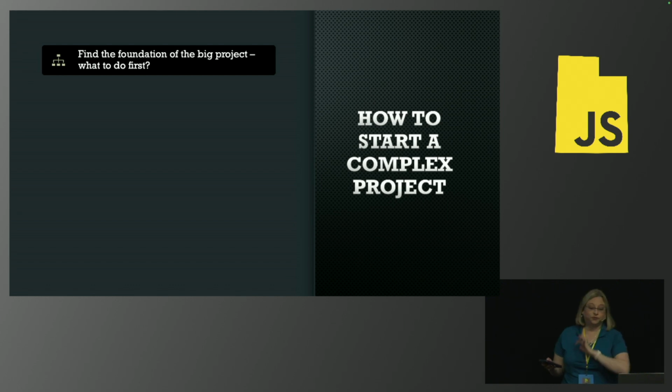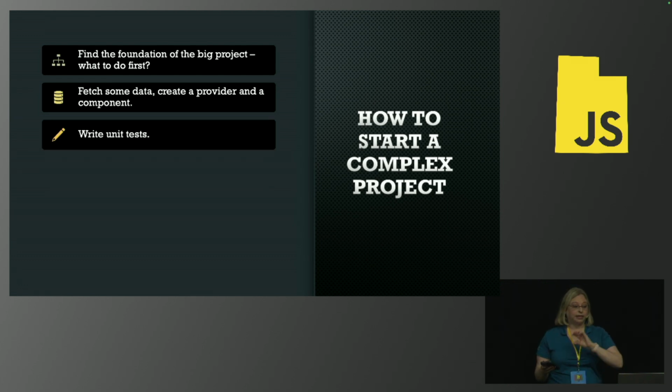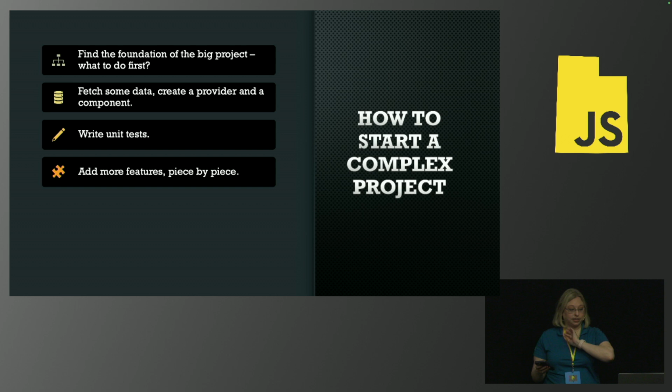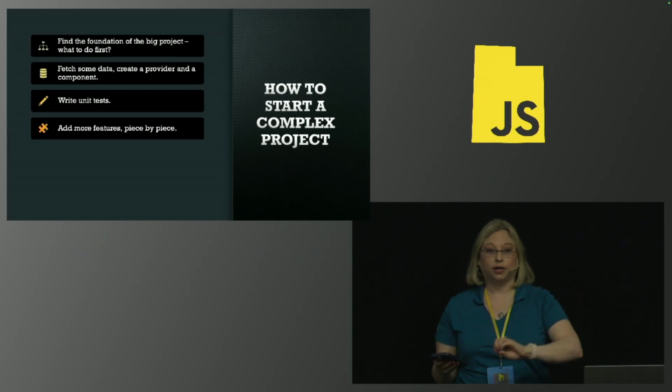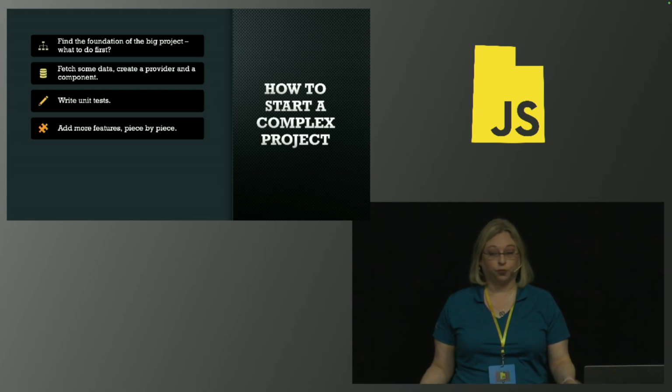What do I do first? And then fetch some data, create a provider, create a component, just get started, do a little bit, and then write some unit tests and commit that. And then add more features piece by piece, one at a time. And don't start building your giant framework to start with. Start with the framers. Start with each piece.